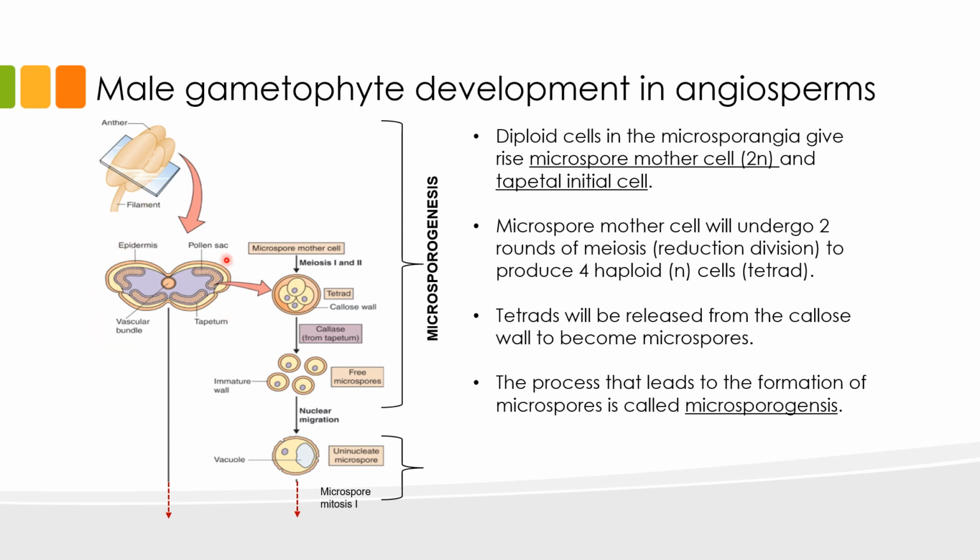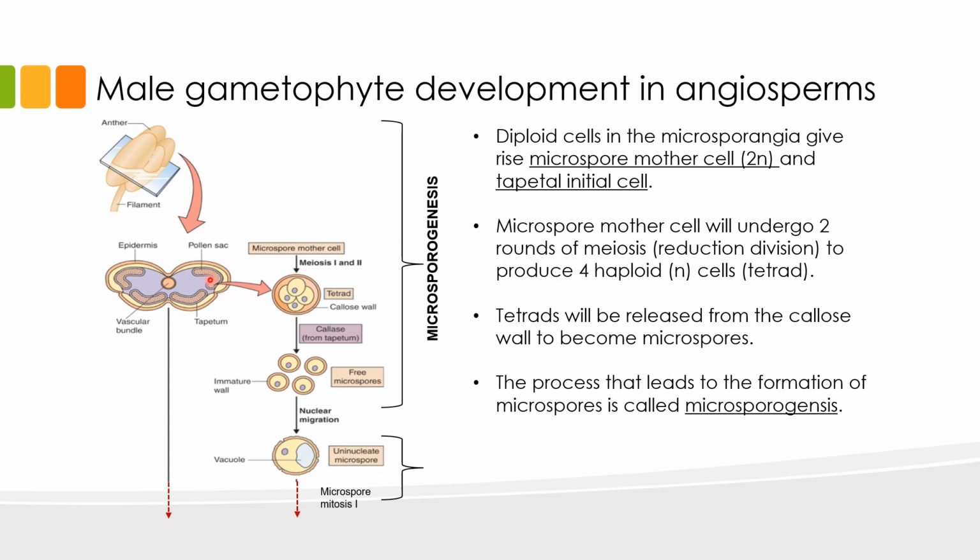During the early development of the anther, diploid cells will divide to form microspore mother cells and tapetal initial cells. The microspore mother cells will be contained in cavities known as the pollen sacs. Those are the 4 pockets you see in the anther cross-section. It's right here. Both the pollen mother cells and the tapetal initial cells have their own functions and contribute differently to the production of pollen grains. Let's first take a look at what happens to the microspore mother cell.